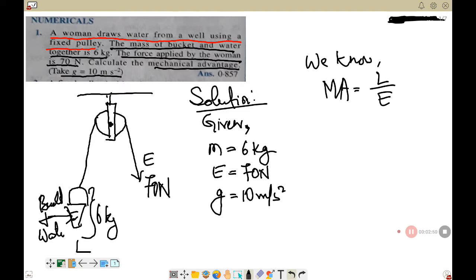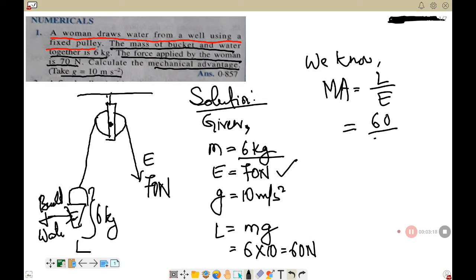Since in the question the load directly is not given, but it is given in terms of mass, we'll first find the load. Load equals mg, that is force equals mg. M is 6 and g is 10, so that gives me 60 newton. Now we have the load and the effort, so we can find the mechanical advantage. Mechanical advantage is load by effort. So load is 60 and effort is 70.